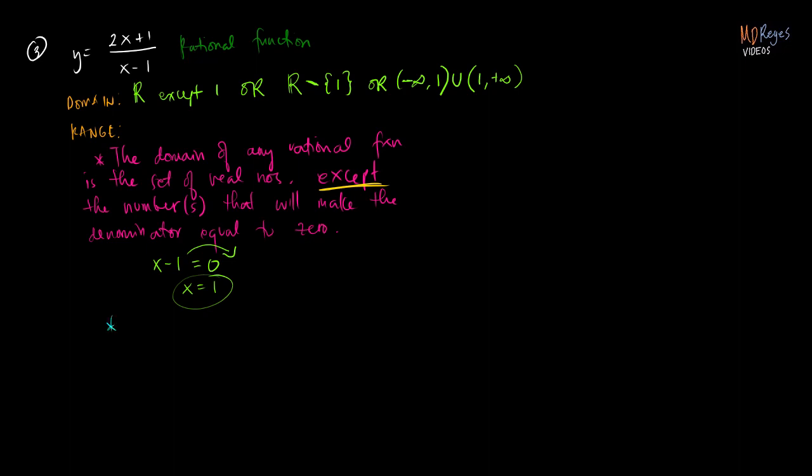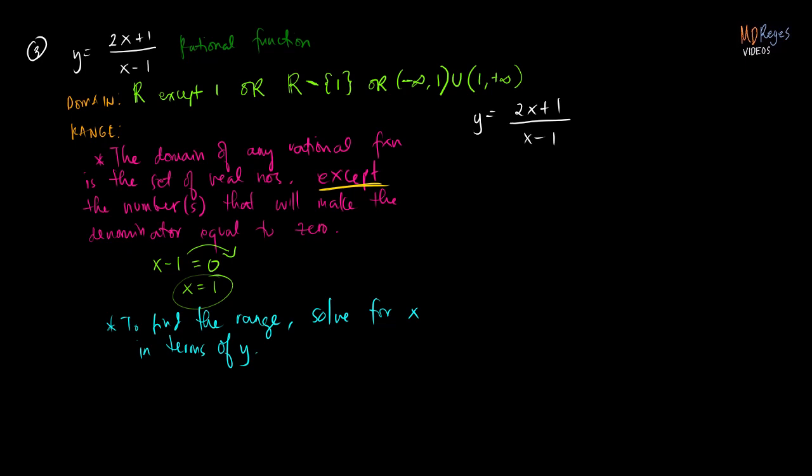Now to find the range of any rational function, you do this. Solve for x in terms of y. So in our function, y equals 2x plus 1 over x minus 1, this requires a little manipulation. We have to write x in terms of y, by cross multiplication, or first multiplying both sides of the equation by x minus 1. That will remove the denominator on the right side.